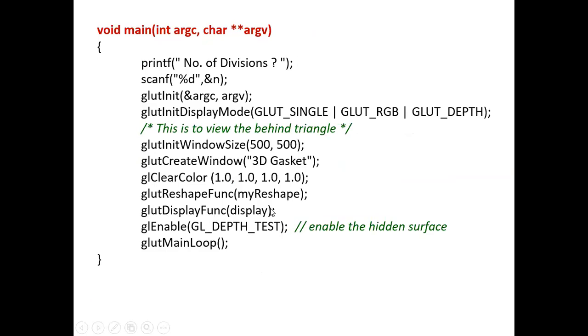So glutDisplayFunc(display). Finally we have to enable the depth buffer, because by default the Z axis will be disabled. In order to make use of this GLUT_DEPTH, we have to enable the depth buffer. So glEnable, we have to make use of the constant GL_DEPTH_TEST. If you enable it, then only you'll be able to make use of the depth buffer. Finally glutMainLoop, because it is similar to our getch function, where we want our output to be seen on the display screen.